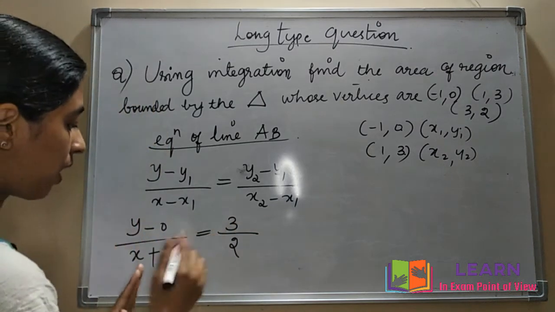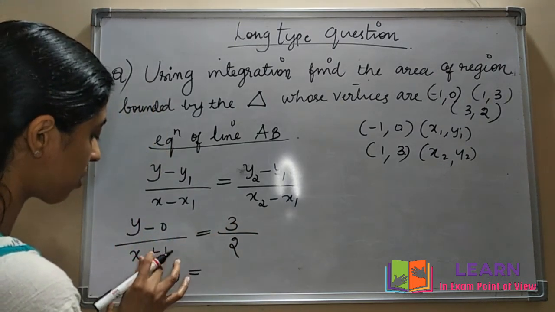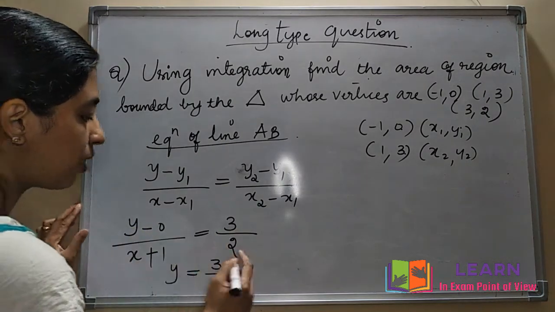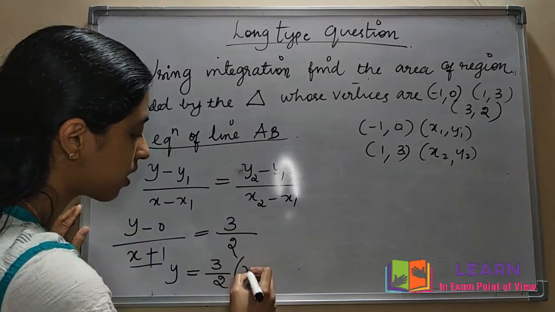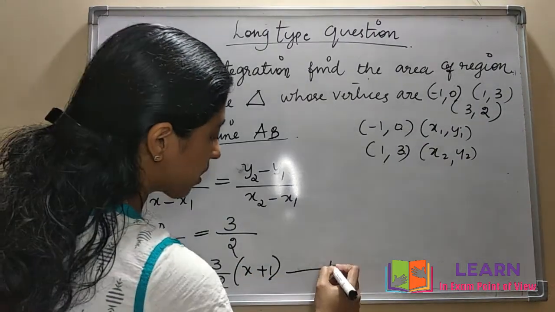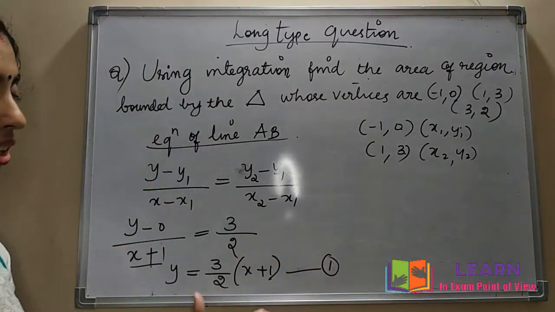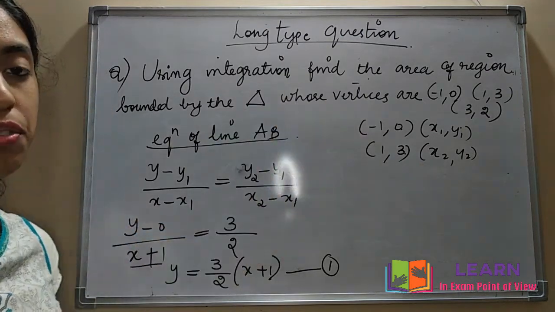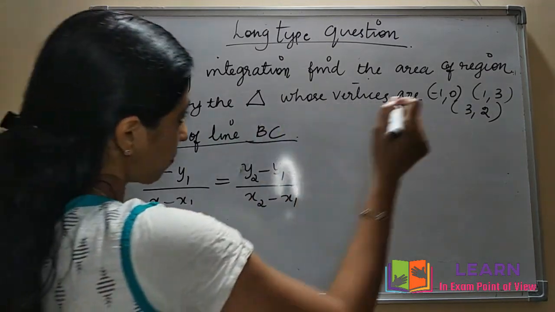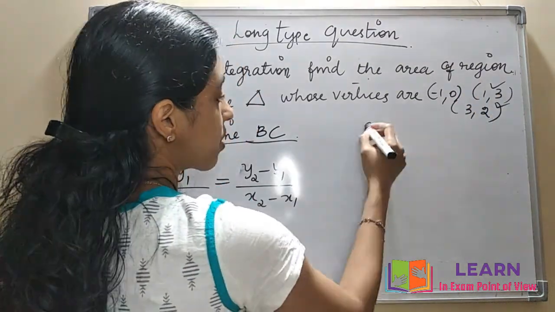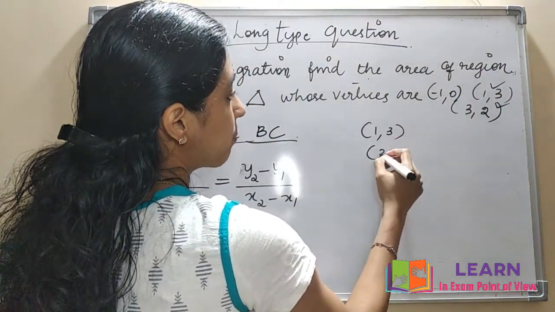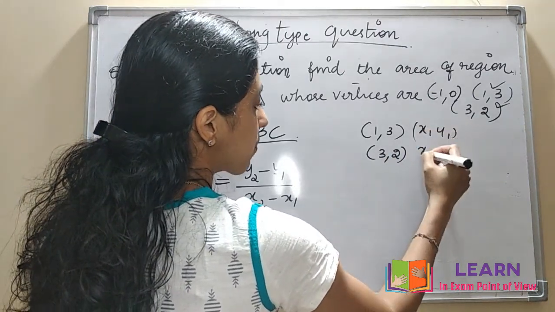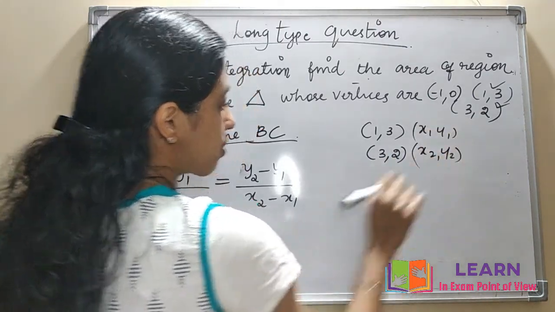So we need y. So y is equal to, this term will go here. So here y is what? 3 by 2 into x plus 1. So this is one equation, the equation of line AB. Similarly, we have to find the equation of line BC. Okay. BC, these two coordinates, right? 1, 3 and 3, 2. That is x1, y1 and x2, y2. Let it be these two.